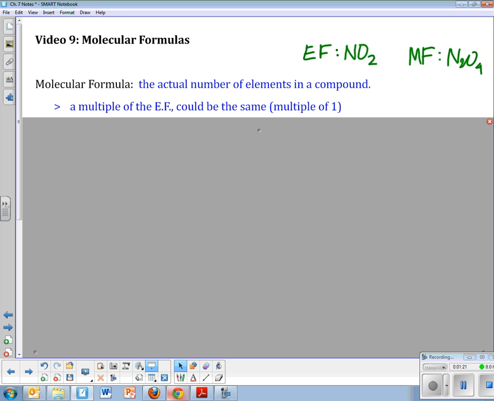It could be the same. Okay, and when it is the same, all that means is it's a multiple of 1, because when you multiply numbers by 1, they do not change.